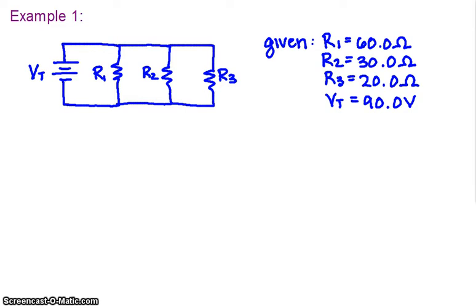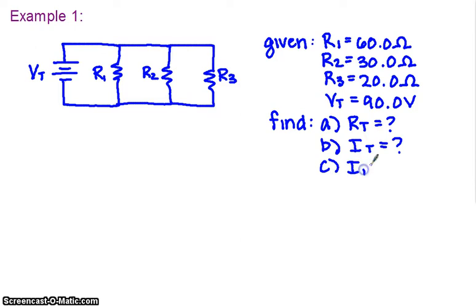The questions that we are being asked to find: we first need to find the total resistance of this circuit. Then we're looking for the total current coming out of the battery. Part C is asking us for the current in each of the resistors. And Part D is asking us for the potential drop across each resistor.